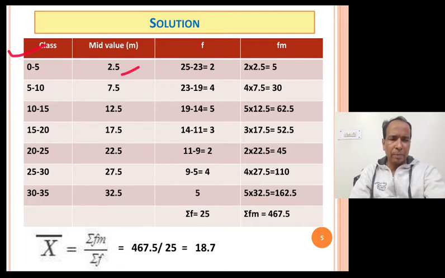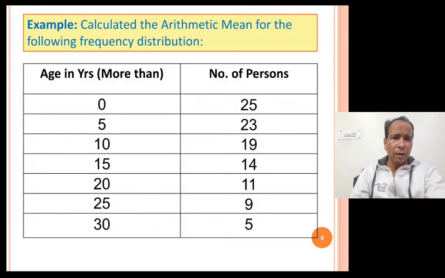Right? Now the mid values of these classes are like 0 to 5, 2.5. 5 to 10, mid value 7.5. 10 to 15, mid value. Mid value comes out by adding the lower and upper limits and dividing by 2. So just like 0 plus 5 upon 2, 2.5. 5 plus 10, 15 upon 2, 7.5. Similarly, we can calculate mid values. So 30 to 35 has 32.5 as mid value, right? Now, let's again move on to the previous slide.